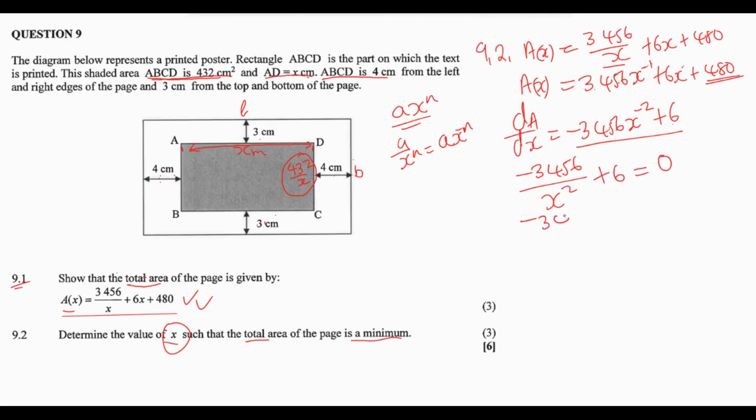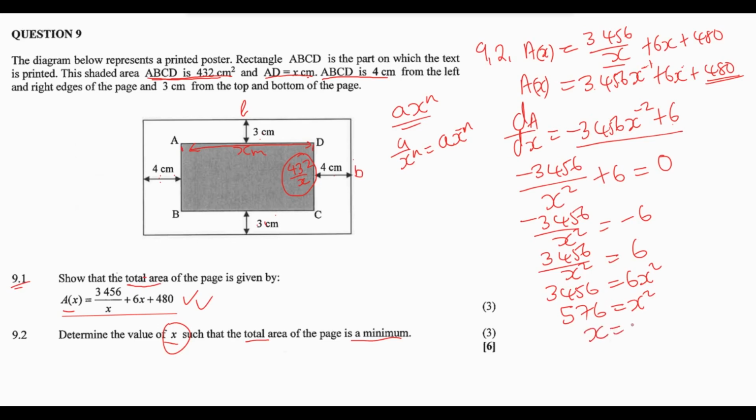Negative 3,456 over x squared is equal to negative 6. Or you can just see that these negatives cancel each other out. 3,456 over x squared is equal to 6. Multiply by x squared on both sides. 3,456 is equal to 6x squared. Divide by 6 on both sides. 576 is equal to x squared. And then you can use the difference of two squares or square root both sides. X is equal to positive or negative 24, but x is a distance, so it can only be positive. Therefore, x is equal to 24 centimeters.